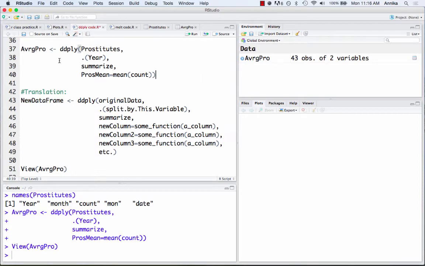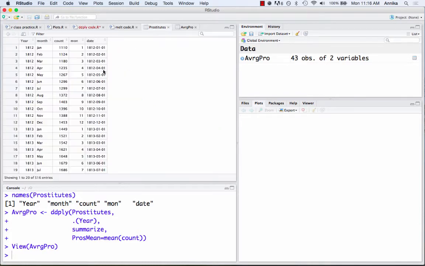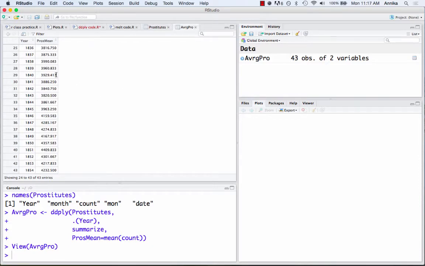So we took our original data frame, prostitutes, split it up by year, and for every year, we took the mean of the number of prostitutes. And if you remember, originally there were 12 different values for each year because we had one for each month. But now we split it up into a new data frame where each year only has one row and one number, which is the mean of all the numbers for that year.